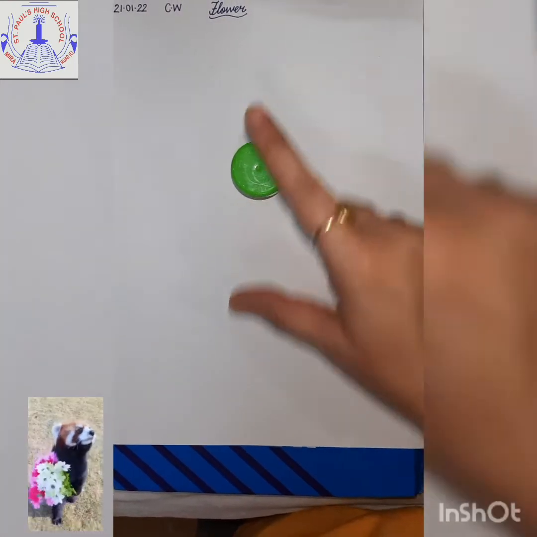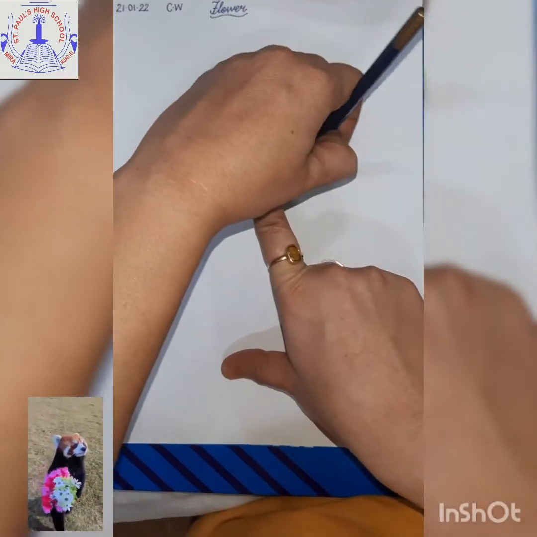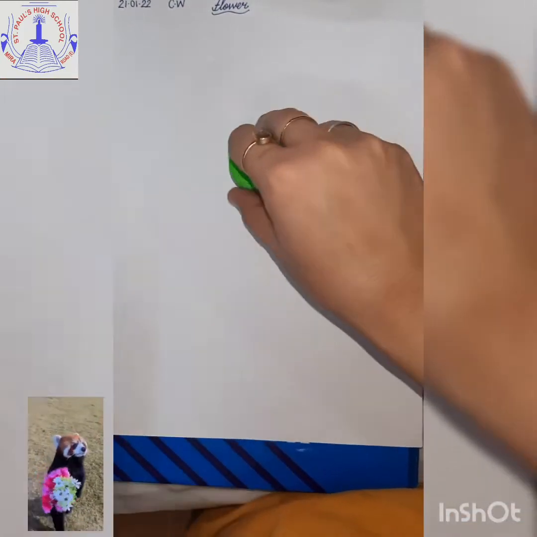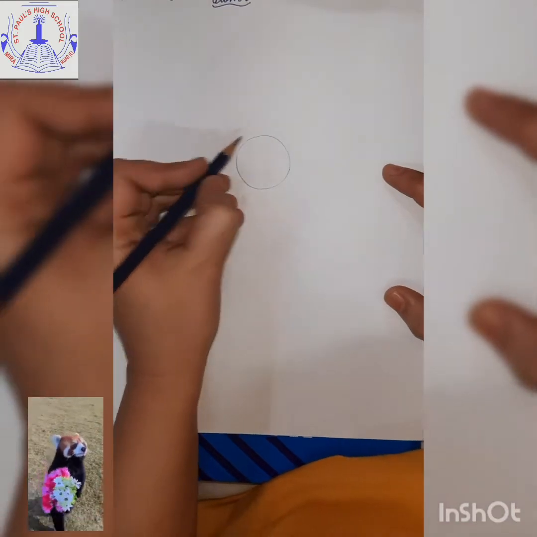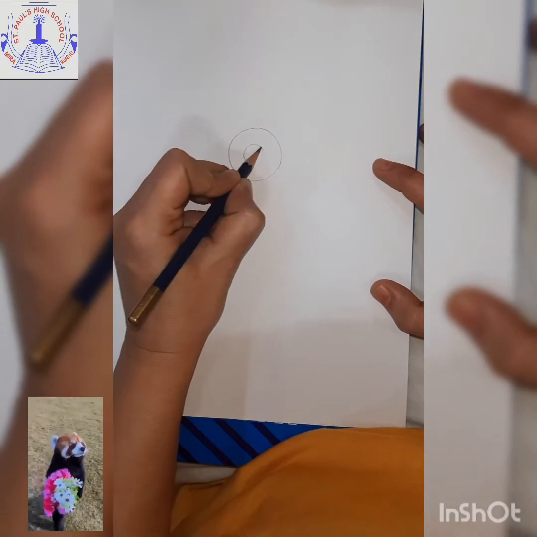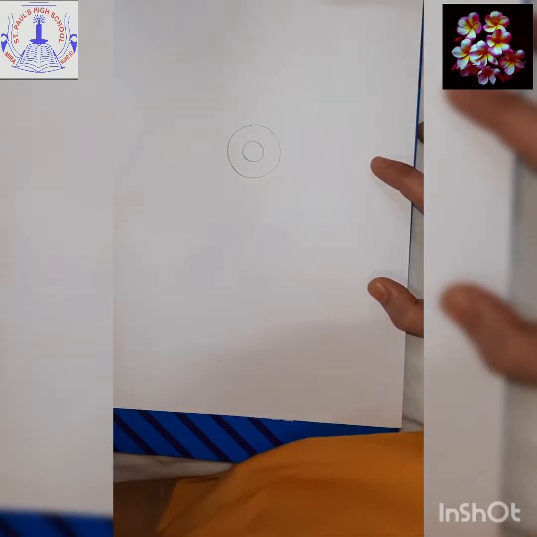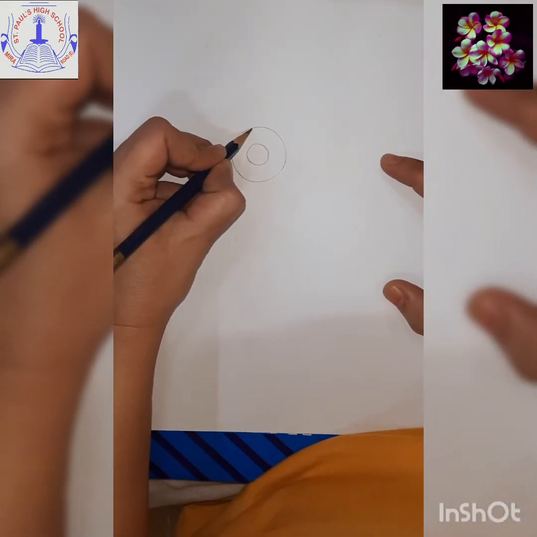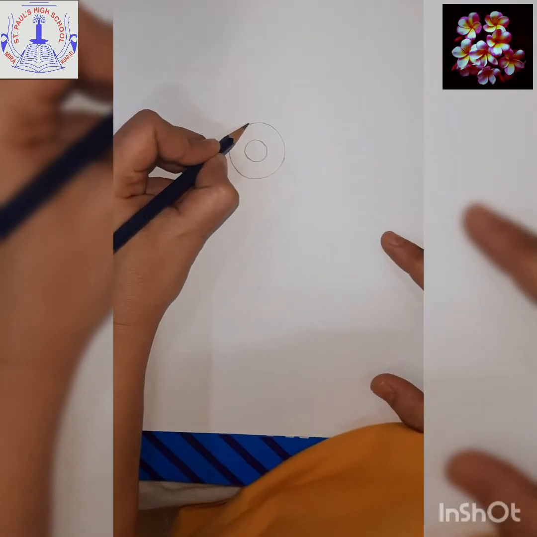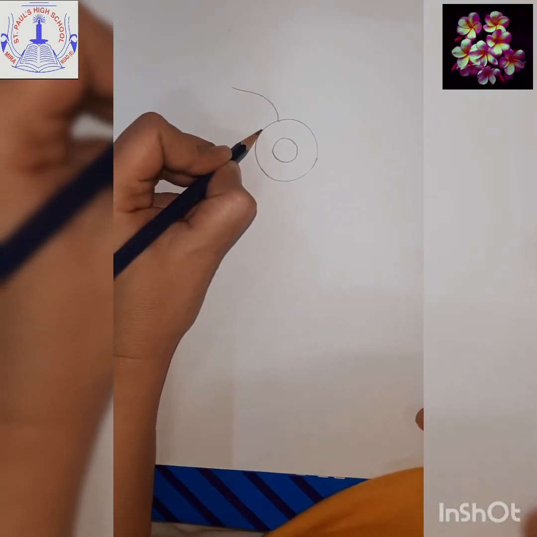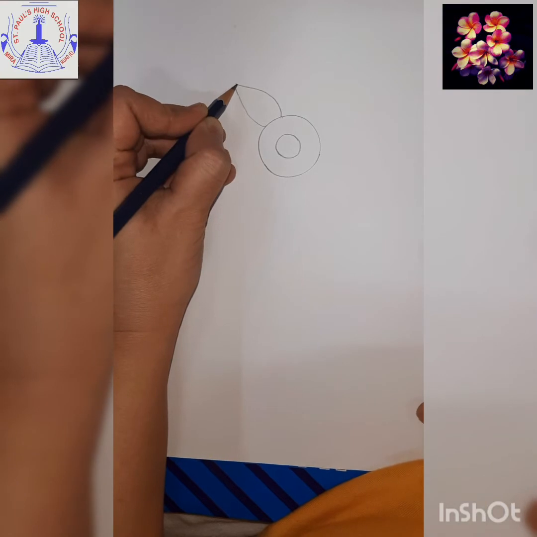So let us take the cap, press it with your finger and draw a good circle shape with the help of this cap. So here our circle is ready. Inside it you have to make one small circle. Now, after making the circle, time to make the petals of the flower. You have to take a curve, one front open, one back open.